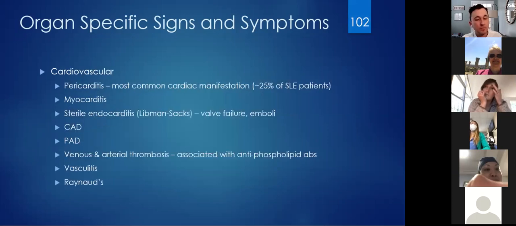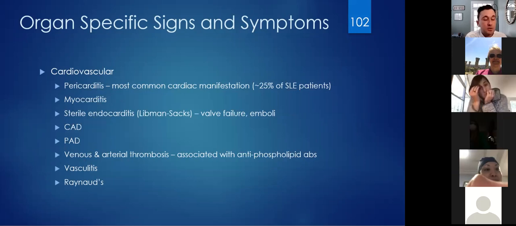So we'll fly through a few more of these, but cardiovascular-wise, the most common thing that we see is pericarditis. About a quarter of all lupus patients will have this. They can get myocarditis, which has a really high fatality rate. They can get Libman-Sacks endocarditis. Okay, so this is a sterile endocarditis, so it's not an infection. It's where you get these calcified pieces of protein that hang out on the valves and can lead to valve failure or even cause emboli.